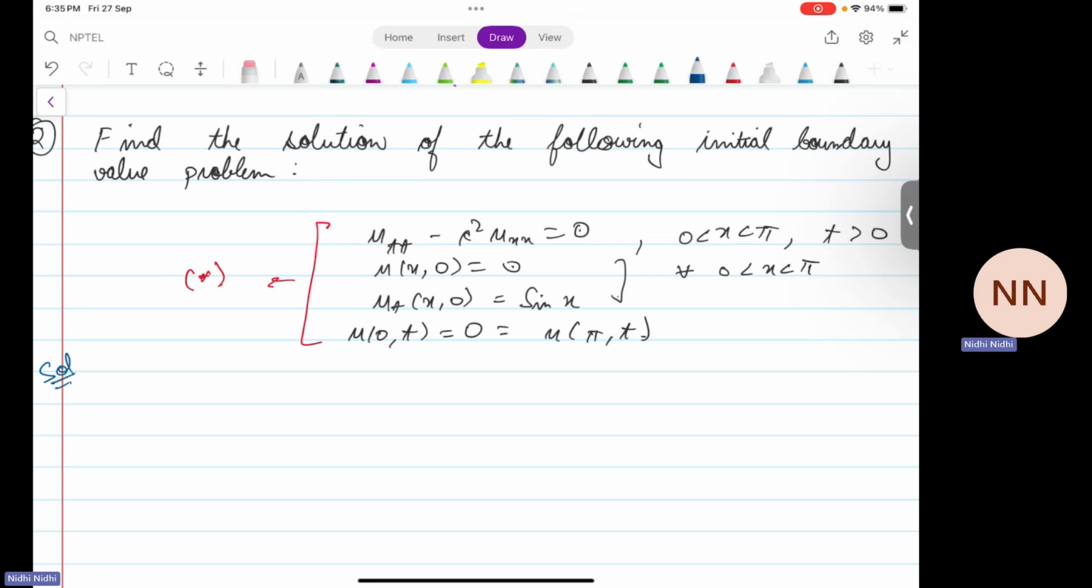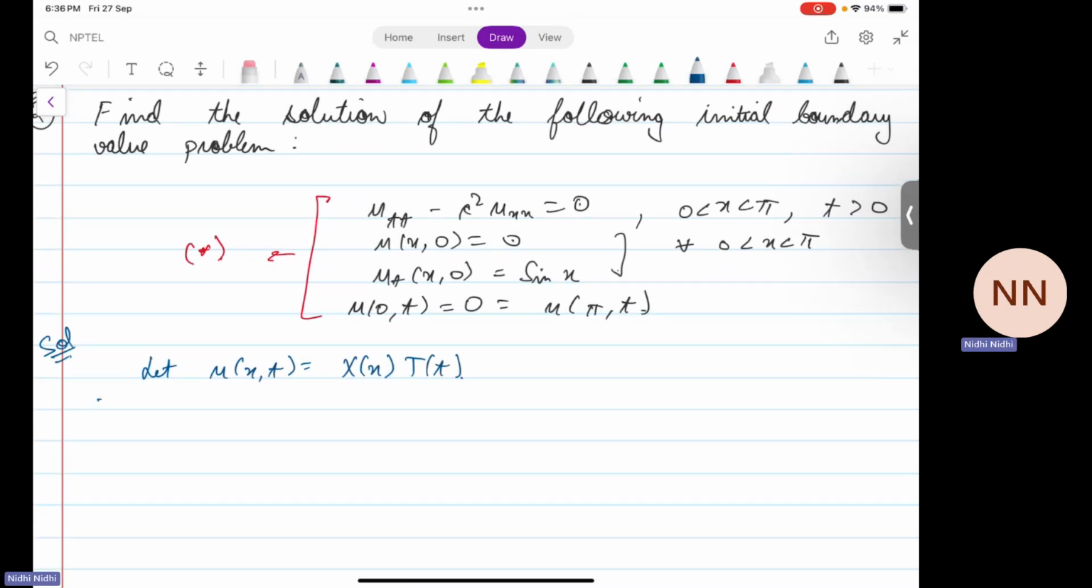So this time I'll write directly. Let u(x,t) is equal to X(x)T(t). From here we will get X double dash x by X(x) is equal to T double dash t by c square times T(t). That must be equal to lambda. So we'll number this 1.